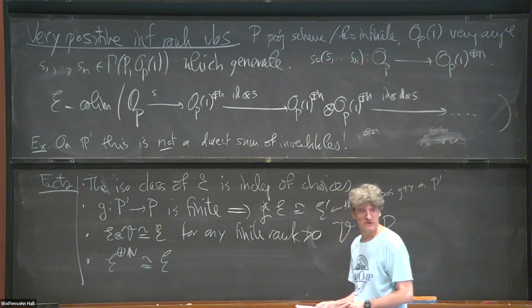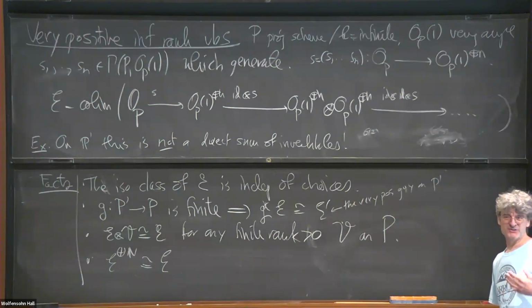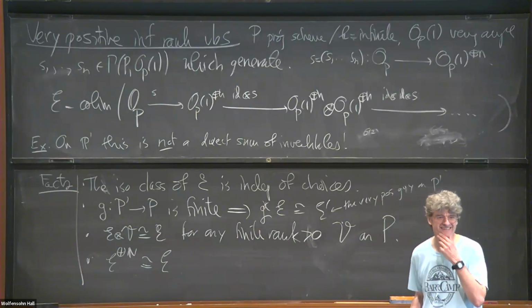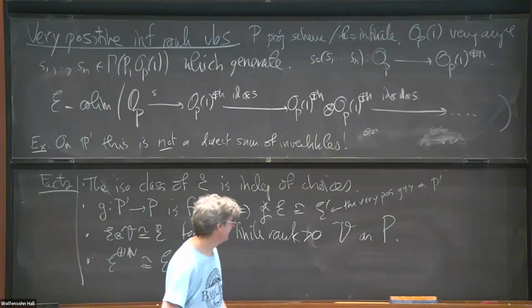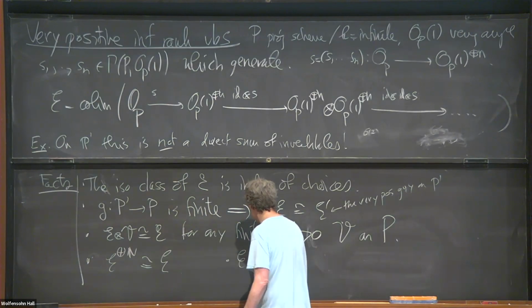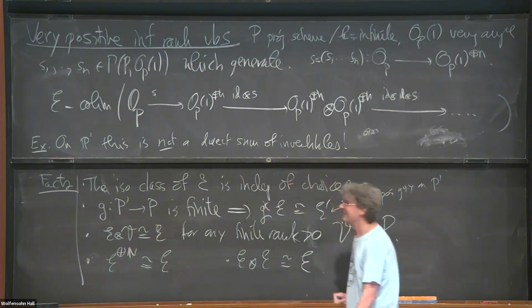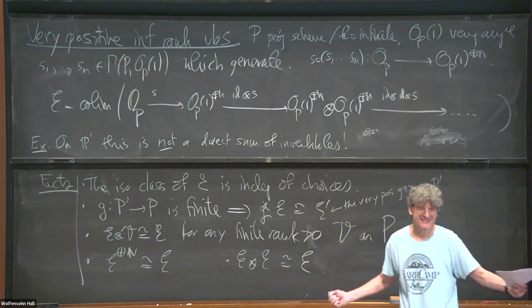So what's E tensor E star, trivial? It's also isomorphic to E. I mean, what else could it be? Thank you for asking. It's a new theorem. Okay, E tensor E dual. Oh no, you can't take duals.